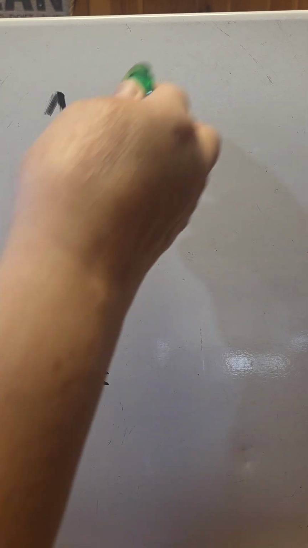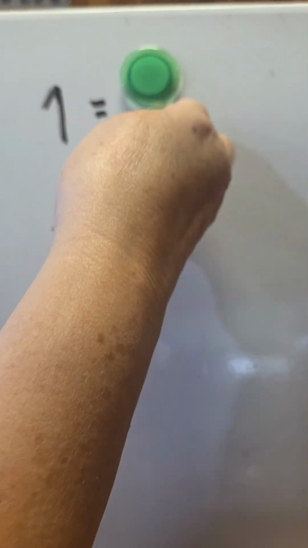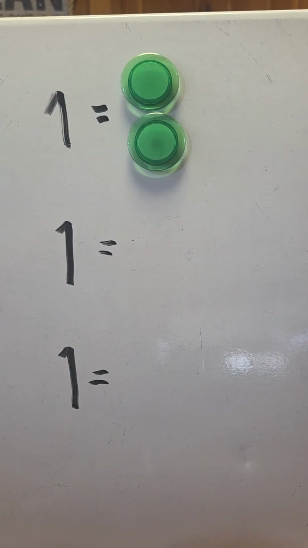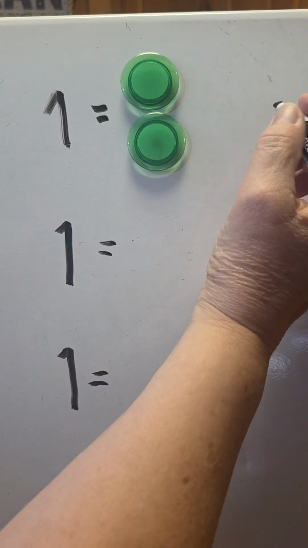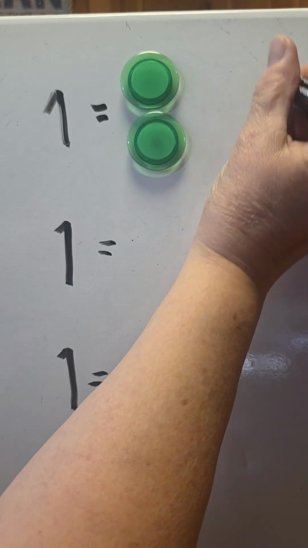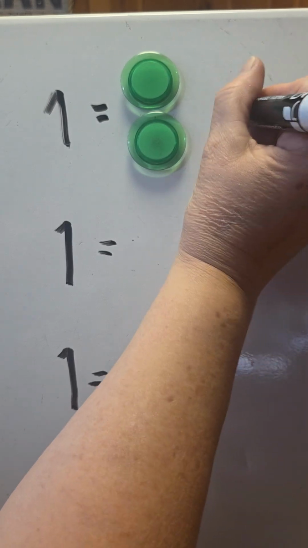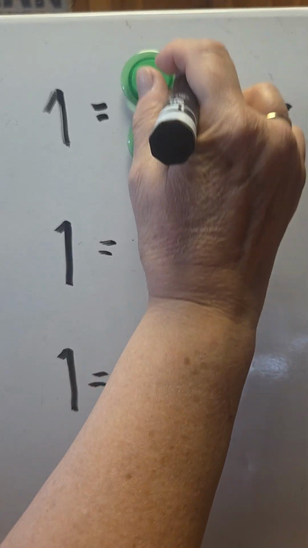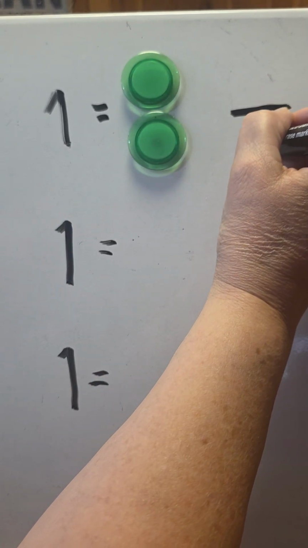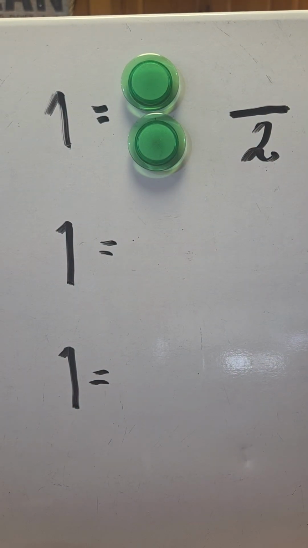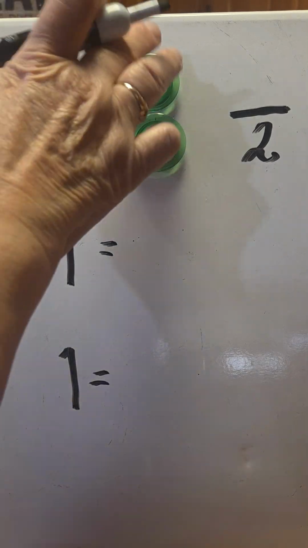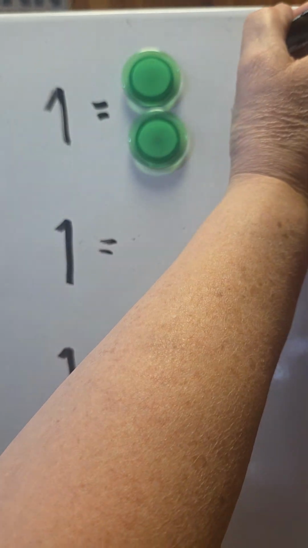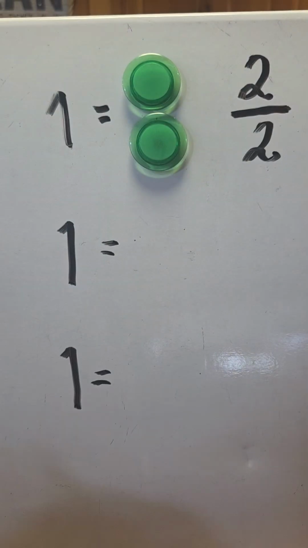So here, I'm going to put a group right here. How many are in that group? So, we need our fraction bar. How many's in there? 2. How many are green? Well, they're both green. 2 out of 2.